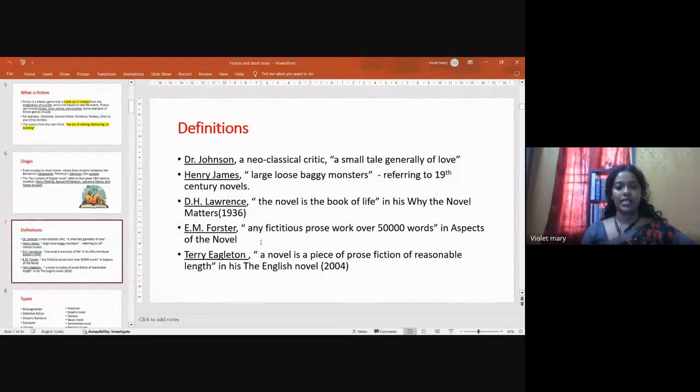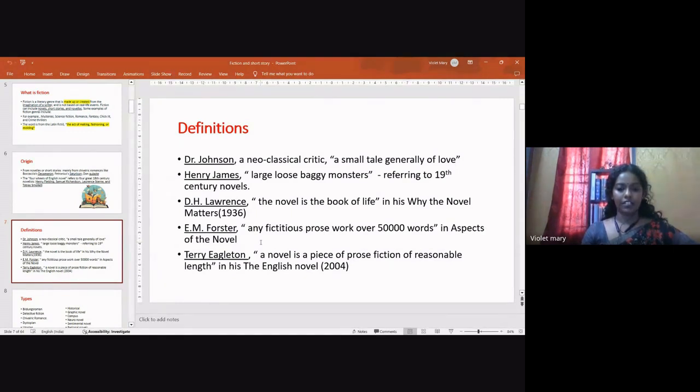And Henry James, which country does he belong to? Indian, American, or British? He called the novel form a large, loose, baggy monster. Then D.H. Lawrence: the novel is the book of life. In what work does he say this? Why the Novel Matters.